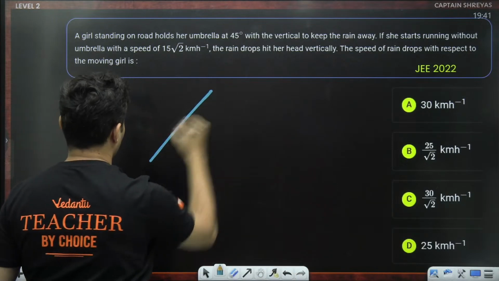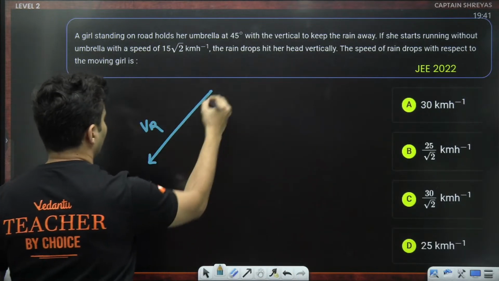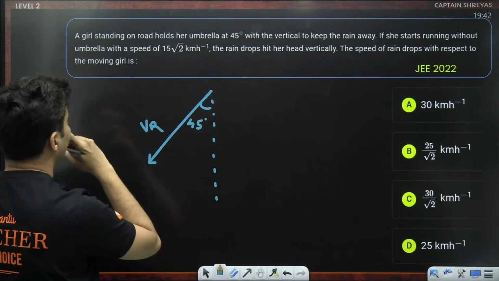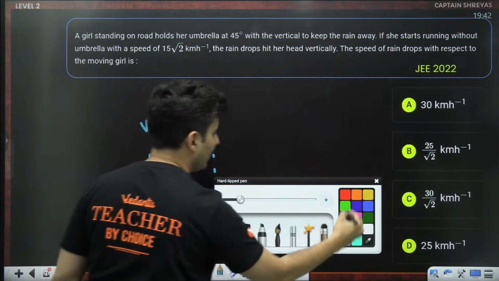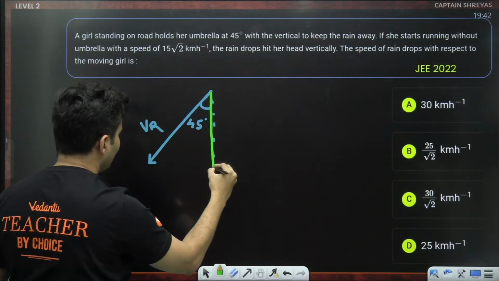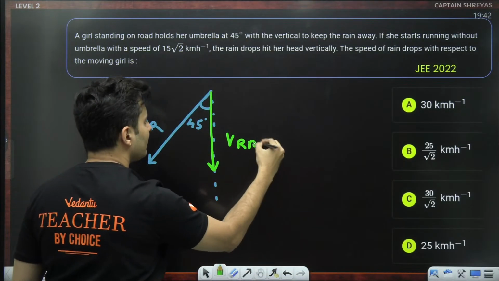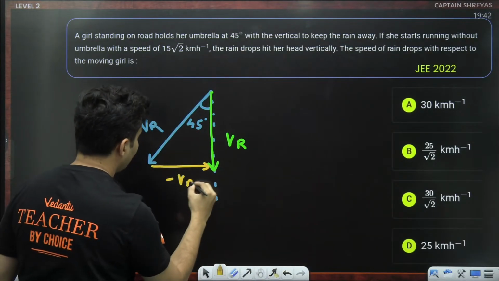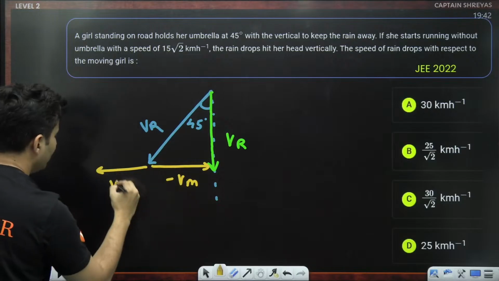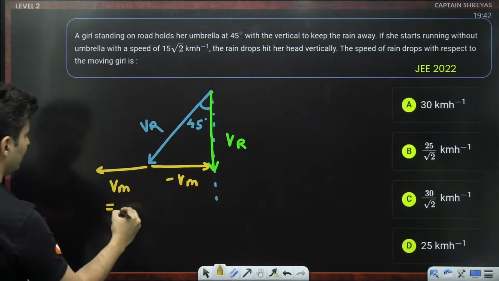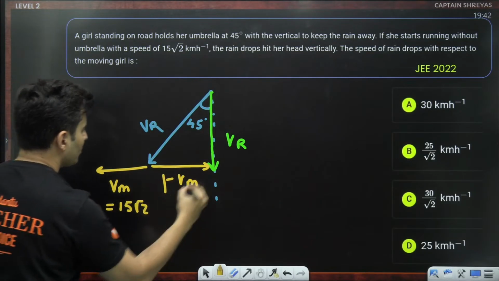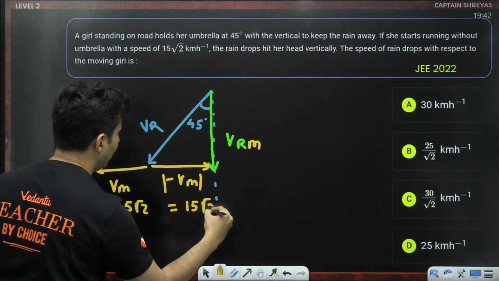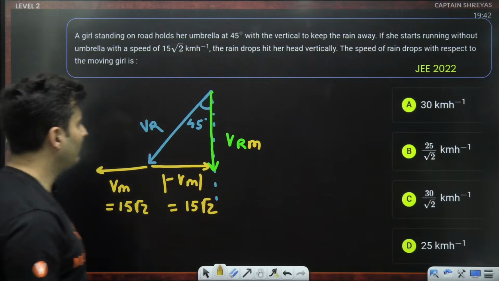The rain is coming at an angle of 45 degrees. The girl runs with some speed. The raindrops hit her head vertically. That means VRM is like this. That means your negative VM is like this. That means your positive VM is like this. Positive VM is 15 root 2. So negative VM is also 15 root 2 magnitude wise. This is 15 root 2.